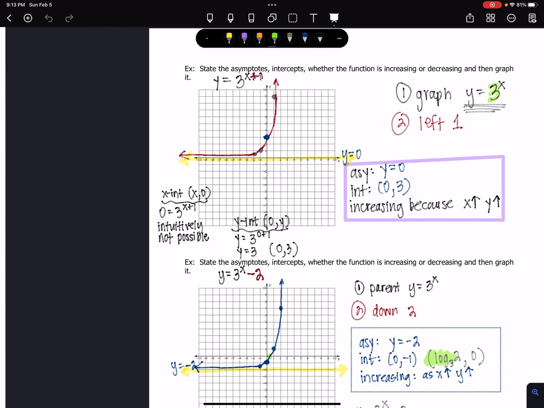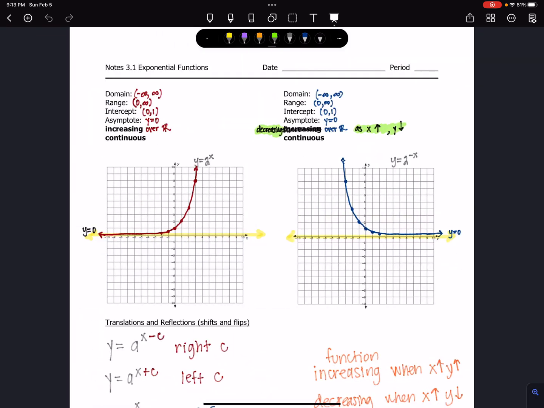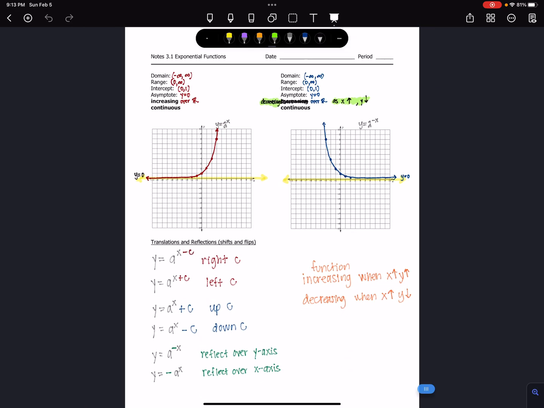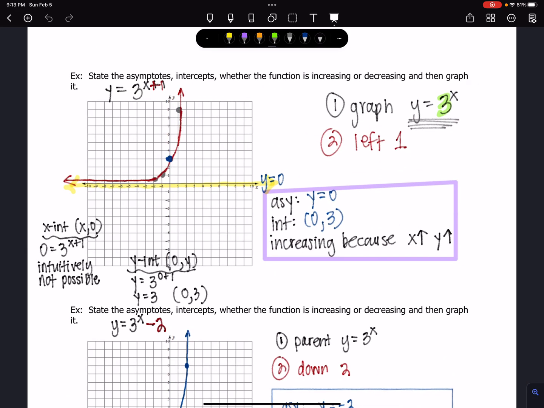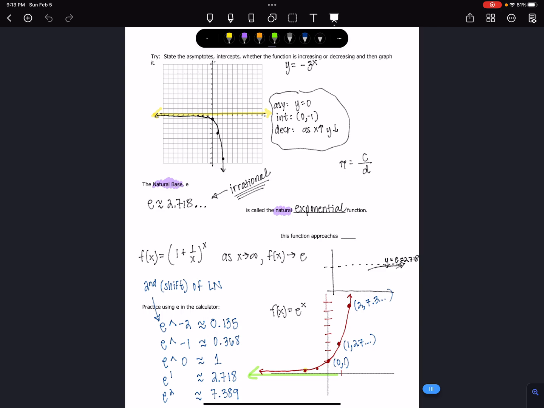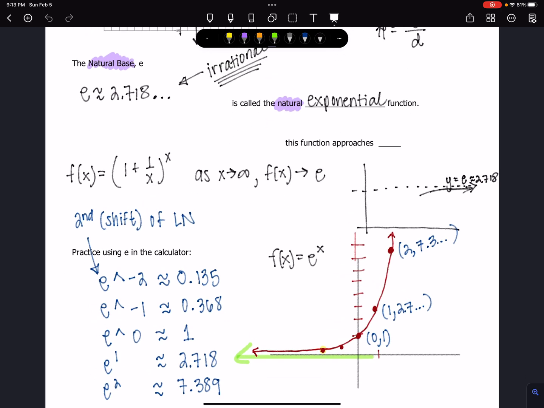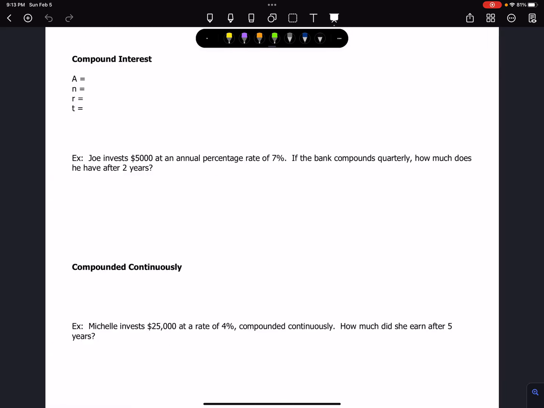Just like y equals 2 to the x is a parent function that we graphed, and then in our examples we worked with y equals 3 to the x, we'll now be able to work with y equals e to the x. Now, e is important. It's also called the banker's constant, and that's because we use it when we're working with money.